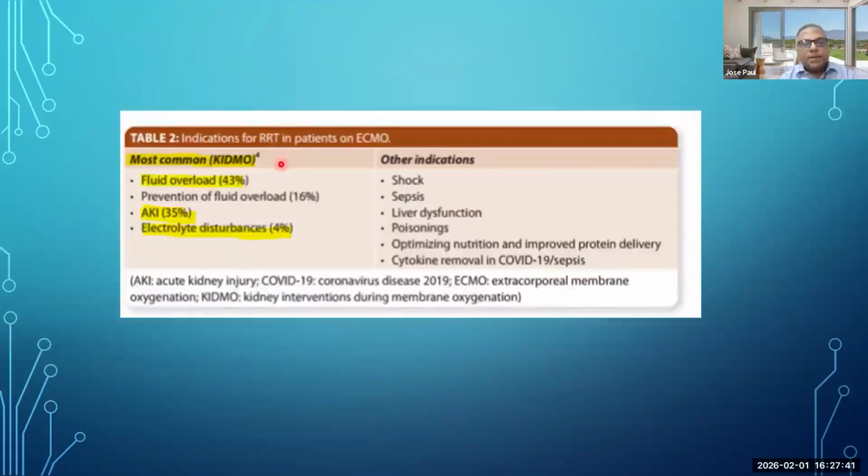Now, what are the common indications for dialyzing a patient on ECMO? The most common indications, one is fluid overload. When you keep the patients on ECMO, often they become fluid overloaded, and you need some form of renal replacement therapy, especially when they develop acute kidney injury also. Then other indications would be acute kidney injury and electrolyte disturbances. Then there are less common indications, like it can be used in the treatment of sepsis, liver dysfunction, poisoning, then optimizing nutrition and improved protein delivery and cytokine removal. Of course, very controversial topics.